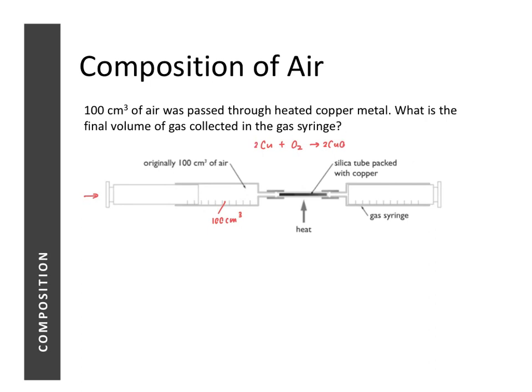So when you force 100 centimeter cube of air through a heated tube of copper, the air that comes out of it, the air that's collected over here, will be without oxygen. So in order to know what is the final volume of gas collected in the syringe on the right, we need to know how much of air is oxygen. And as mentioned, you just need to know that it's roughly around 20%. Okay, so the volume of gas will be decreased by about 20%, or the final volume is simply 80% of the original volume. That would be 80 centimeter cube.